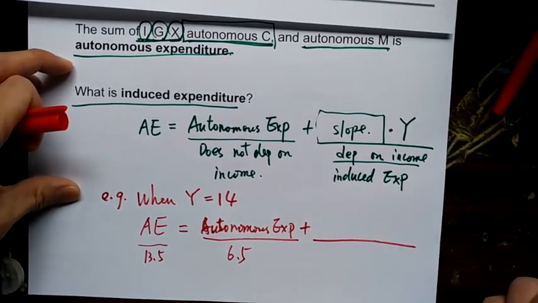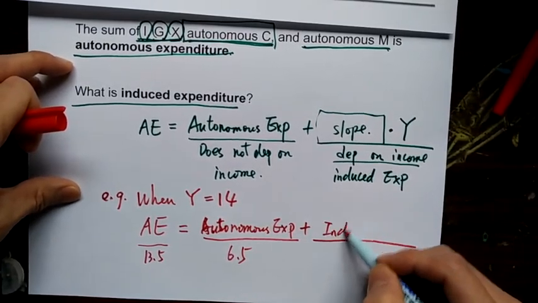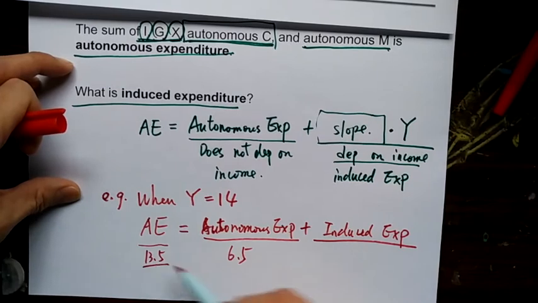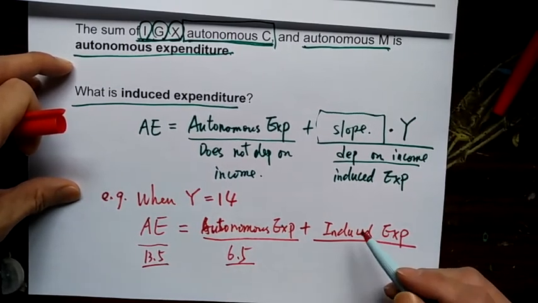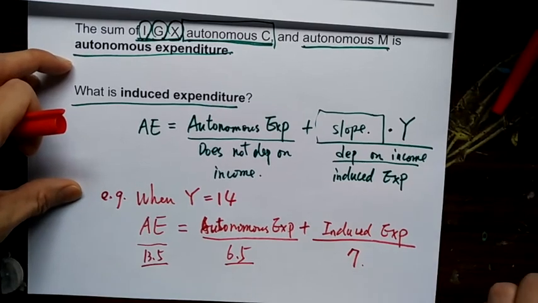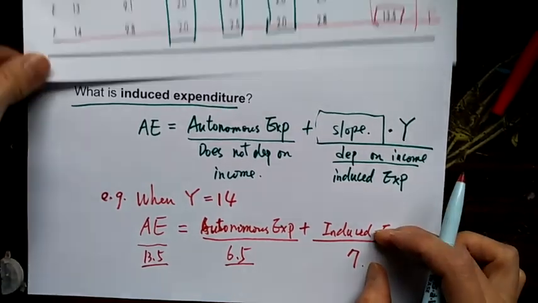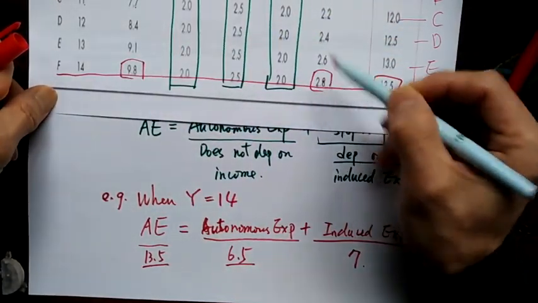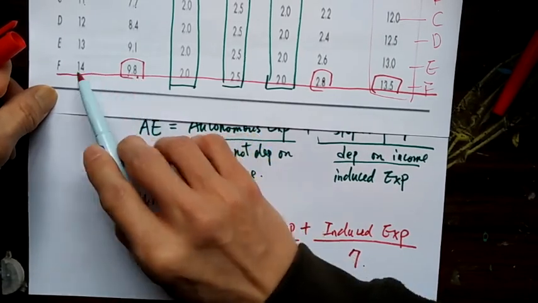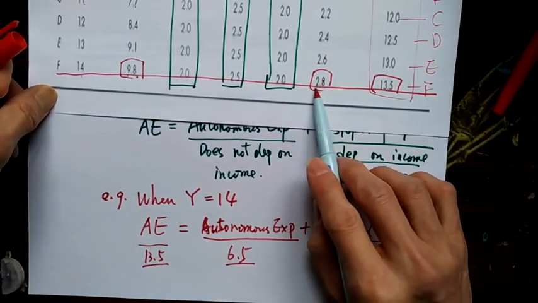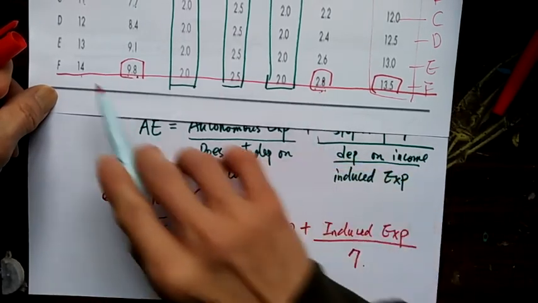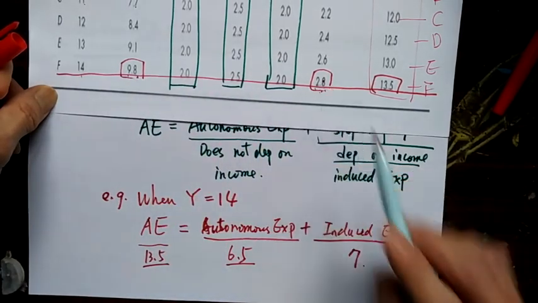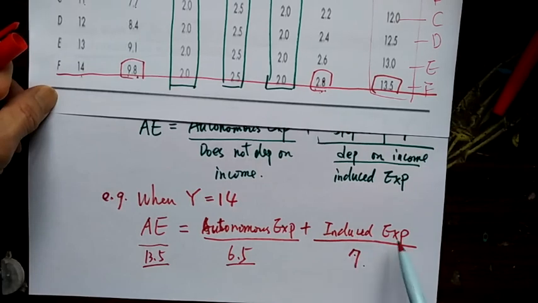Then what is the induced expenditure? 13.5 is 6.5 plus 7. Why? Because the induced part is here. You have this 9.8 consumption because your income is 14. You have this 2.8 imports because you have income 14. So C minus M is equal to 7. This part is the induced expenditure.